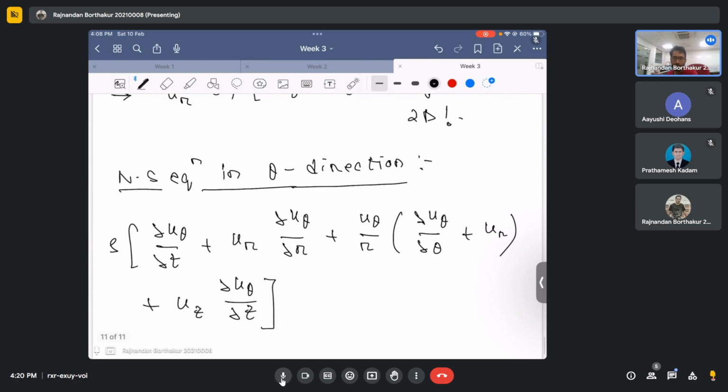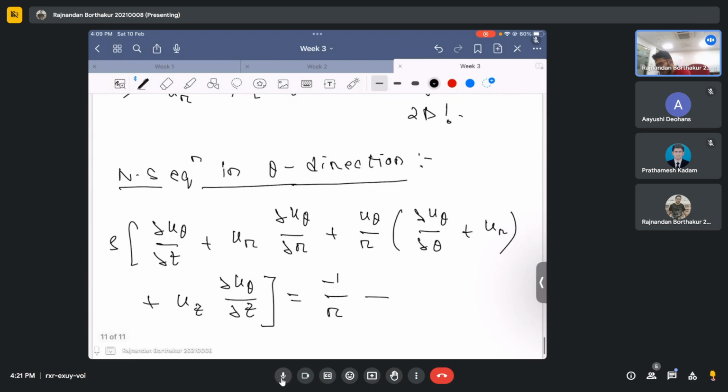In your exam, if this comes, either this equation should be given to you if your exam is subjective, or for your practice problems, you will have these equations in any standard fluid dynamics book. Okay, so this is the inertia term, and the pressure gradient term is basically something like this.